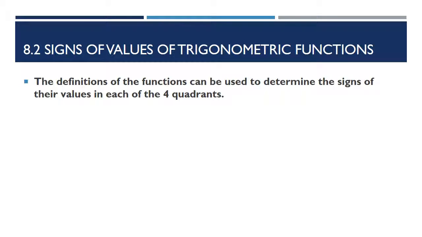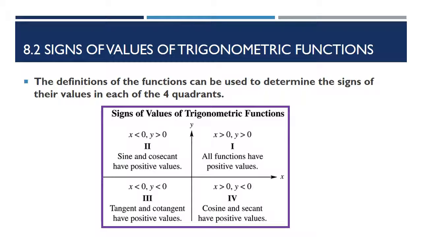The definitions of the functions can be used to determine the signs of their values in each of the four quadrants. Since sine is y and cosine is x and tangent is y over x, etc., you use the sign of x and y to determine the sign of the function. So we've seen this before. Quadrant 1, everything is positive because x and y are both positive. Quadrant 2, sine and cosecant are positive, everything else is negative. Quadrant 3, tangent and cotangent alone are positive, everything else is negative. And quadrant 4, cosine and secant have positive values, everything else is negative.